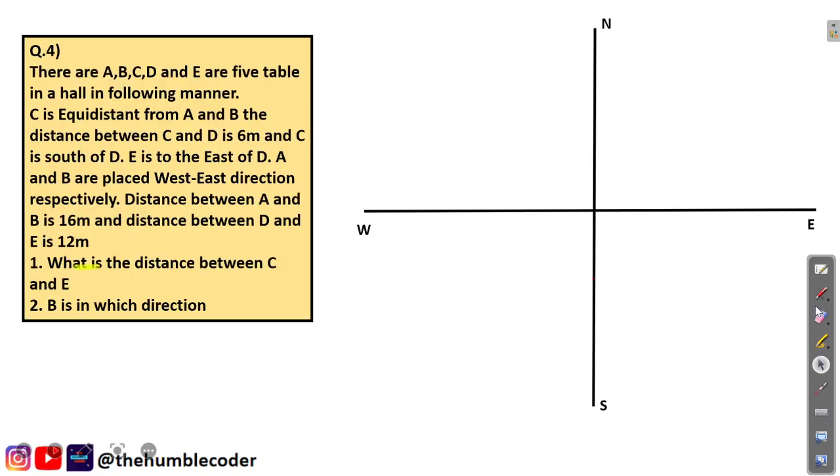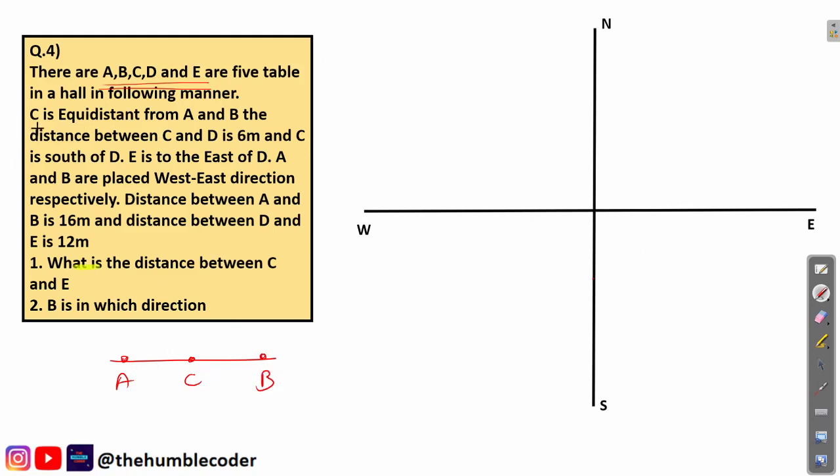So there are A, B, C, D, E, 5 tables in a hall in the following manner. So there are totally 5 tables. First, C is equidistant from A and B. So suppose C is here, A is here, then B is here. So C is equidistant from A and B. We are not drawing on the diagram right now because we do not know the exact directions.